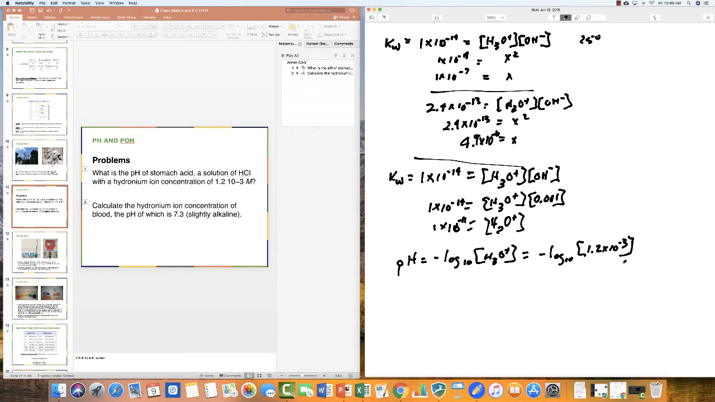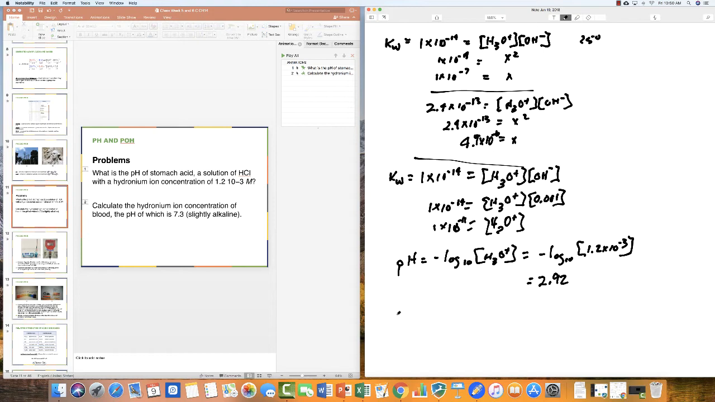Now, if we put this in our calculator, what you need to do is put 1.2 times 10 to the minus 3, and then select the log base 10 button on your calculator, and you'll see that that comes up as minus 2.9208. So it's minus a minus 2.9208, so the answer is going to be 2.92.